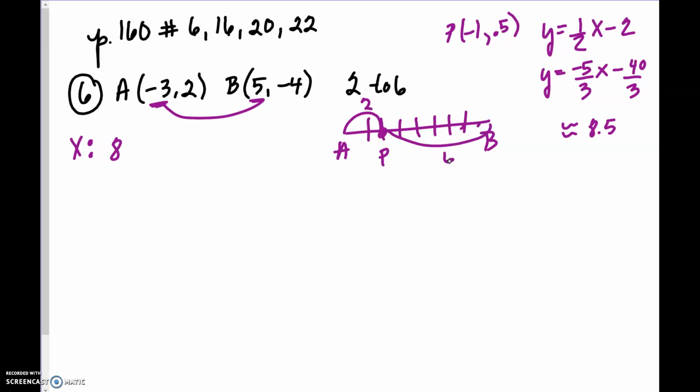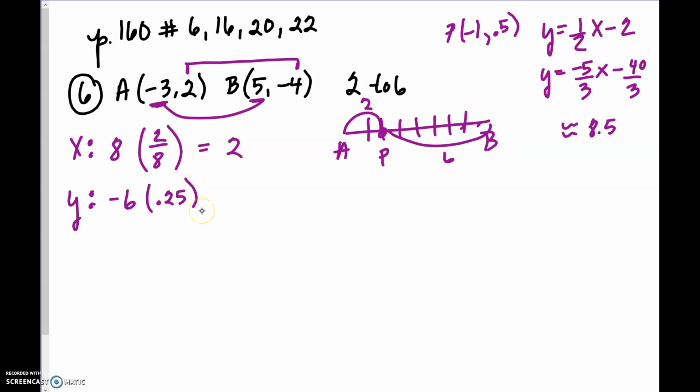What we want really when we multiply this is we want 2 parts out of 8 total. So when we take 8 times 2/8, that gives us 2. And then when we do the y values, y starts at 2 and it goes to -4. On a straight number line, starting at 2, going to -4, that is -6. Some of you may recognize that 2/8 is just the decimal 0.25. So now if we take -6 times 0.25, we get -1.5.